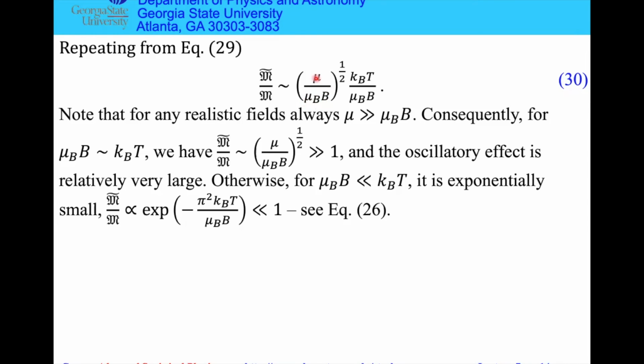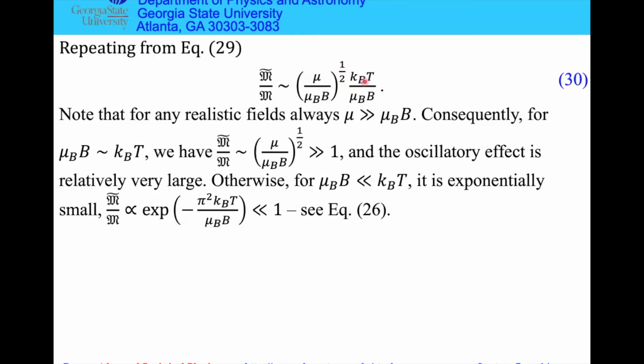Mu is 10 electron volts in a metal, and mu B may be 10 millielectron volts, so it is 10 to the minus 5 electron volts. So this ratio is 10 to the 6, to the power 1/2, which is 10 to the 3. So it's a big quantity.